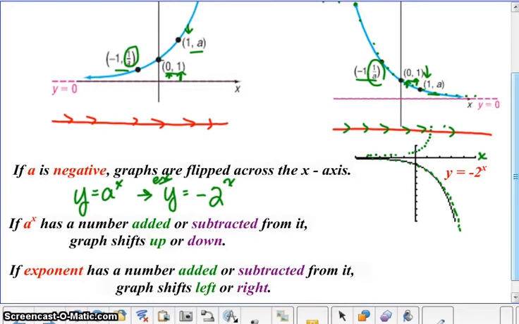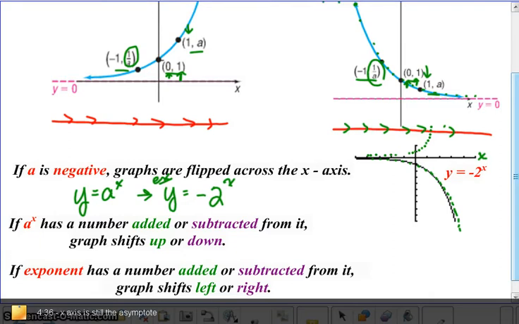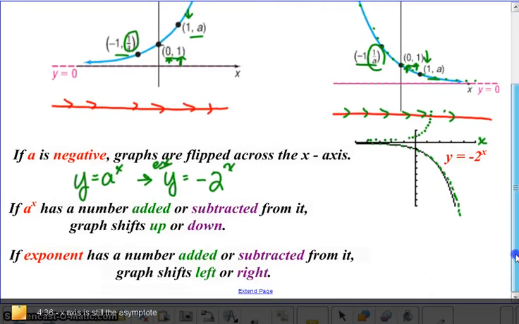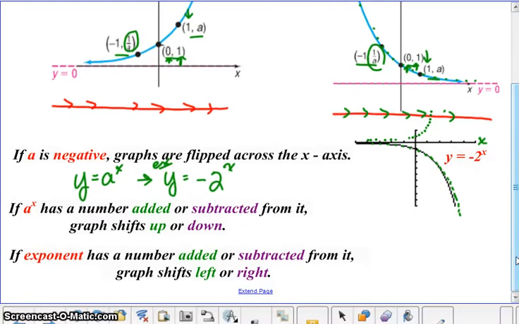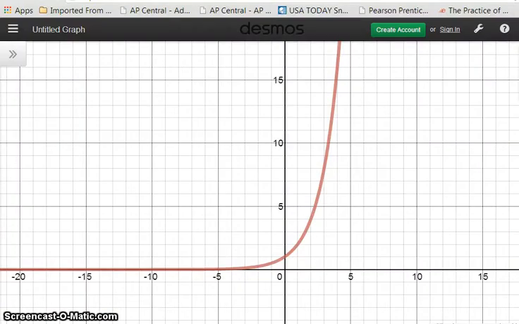It's a mirror image. Now I'm going to talk about what happens when we have a number added or subtracted to either the a to the x or just to the x. I want to take a look at what's going on here.